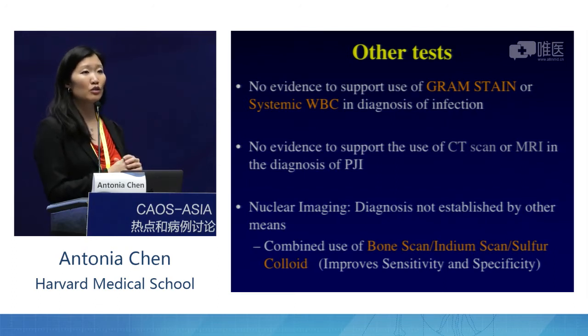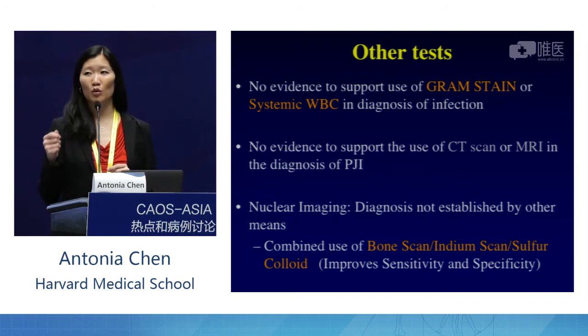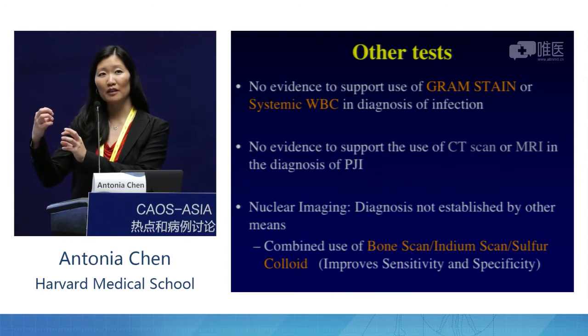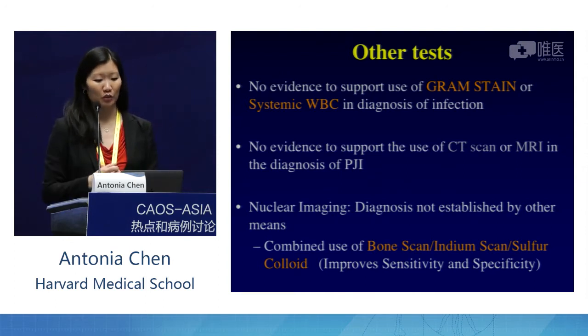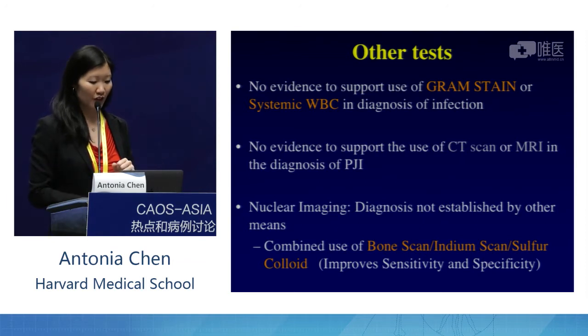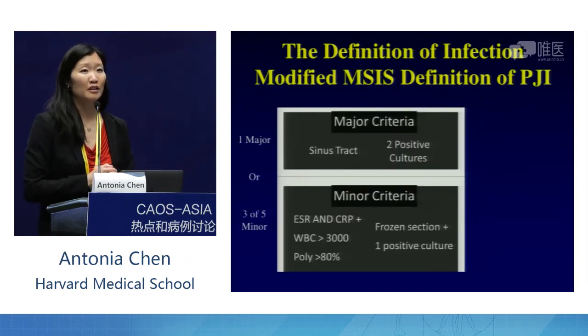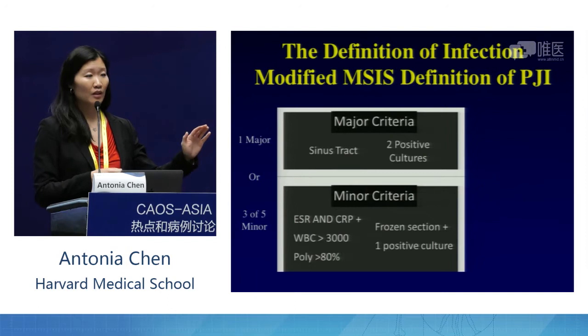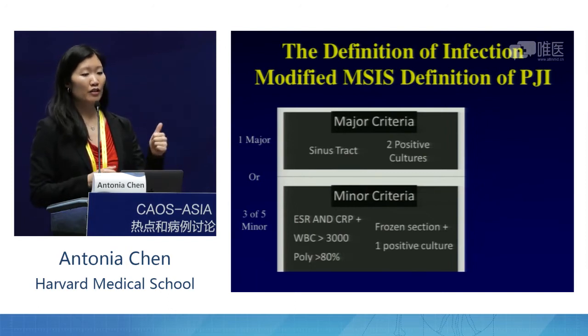You can use nuclear imaging. We call it tagged white blood cells. You take the blood from the patient, you tag white blood cells, and they actually go to the place where infection is. The problem is there's no good definition for infection. Because of that, the Musculoskeletal Infection Society, where I'm president right now, came up with a new definition. And the definition started with major criteria.